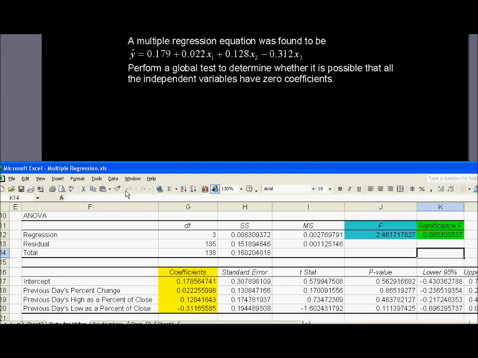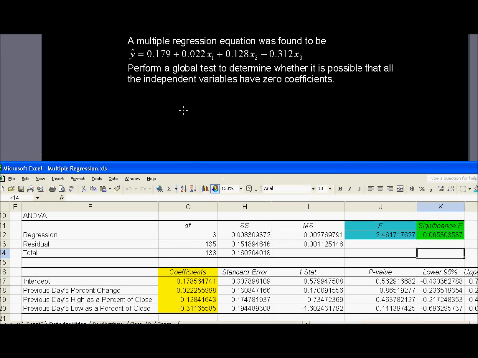In a previous video in this series, we were talking about trying to predict a stock's gain or loss on a given day by taking its previous day information. And I just had three independent variables: previous day's percent change, previous day's high as a percent of close, and previous day's low as a percent of close. And those three variables make up the x sub 1, x sub 2, and x sub 3. And you see these coefficients here, as well as the intercept, 0.179.